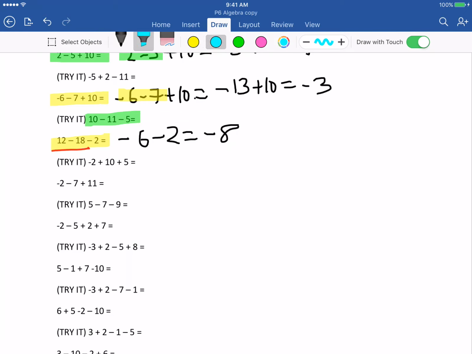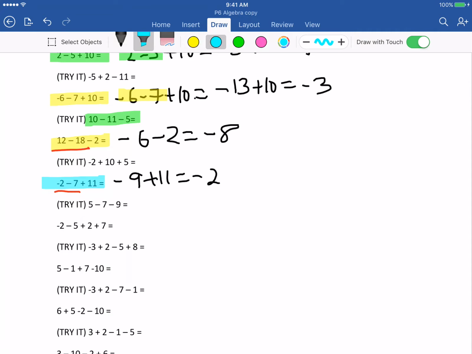Okay, next one. Negative 2 minus 7 plus 11. So the first step, negative 2 minus 7. What's negative 2 minus 7? Negative 2 minus 7 is equal to negative 9 plus 11. So what's negative 9 plus 11? It's equal to negative 2.